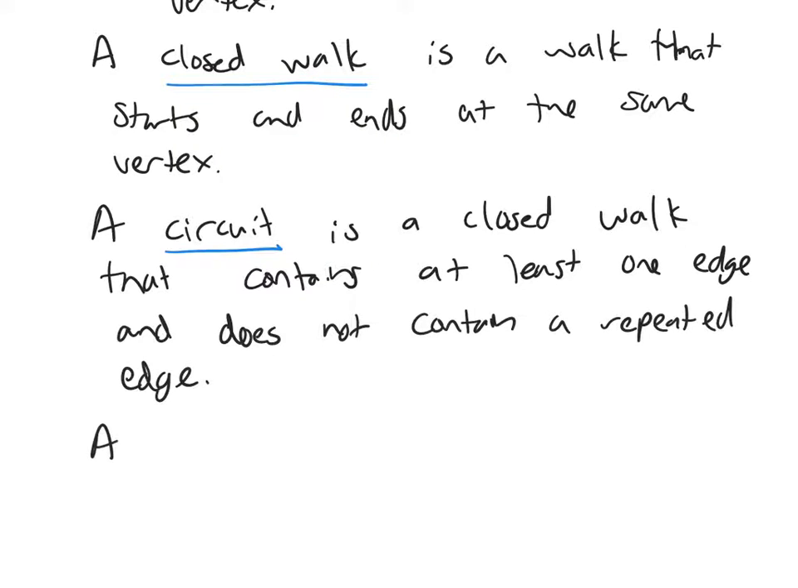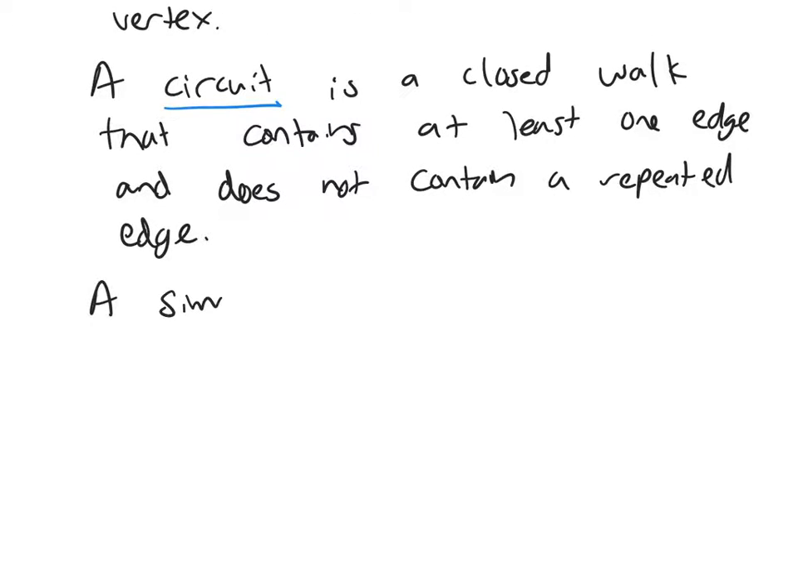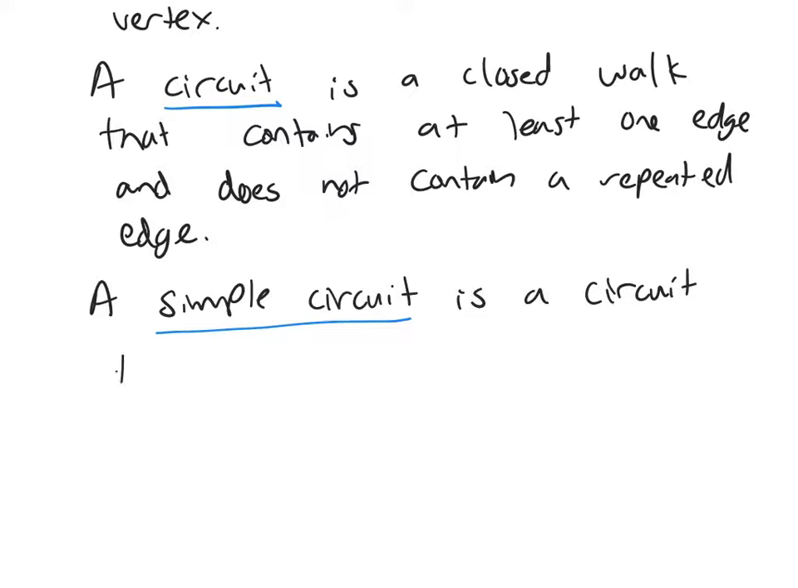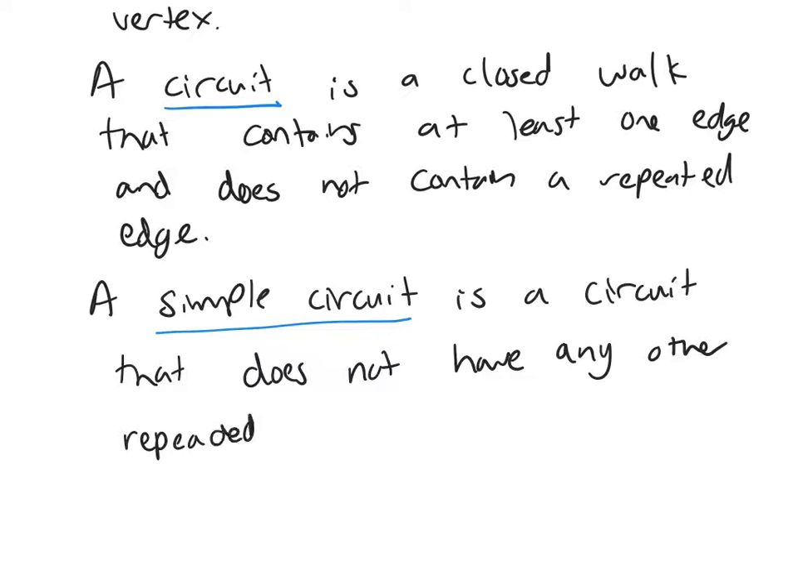And then finally, the last definition is a simple circuit. A simple circuit is a circuit that does not have any other repeated vertex except the first and last.